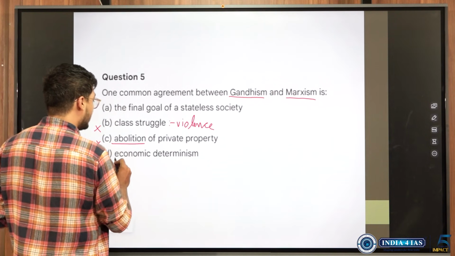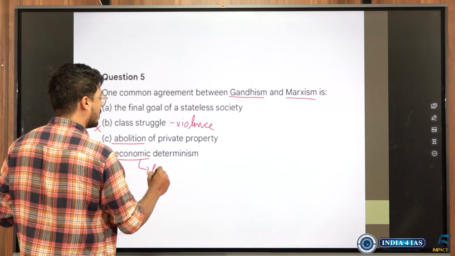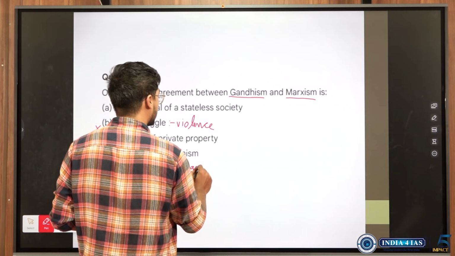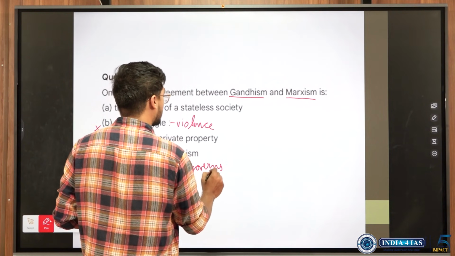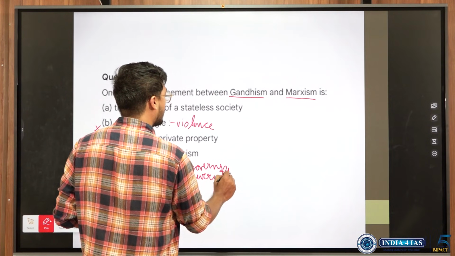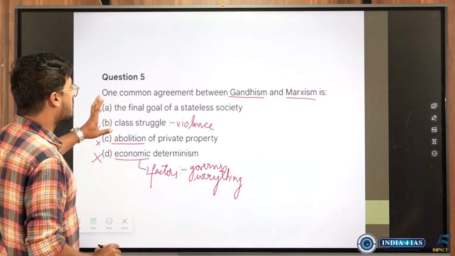Economic determinism, in the sense economic factors would govern all other things. Economic factors govern everything else. Did Gandhi speak of such a principle? No, he didn't. So option A is the answer.